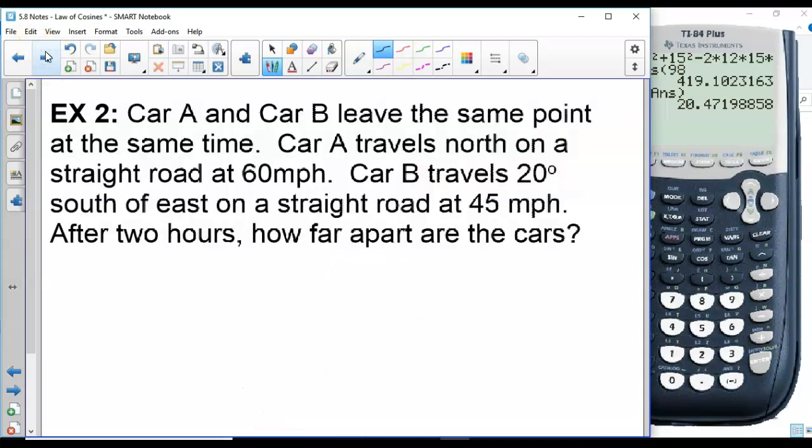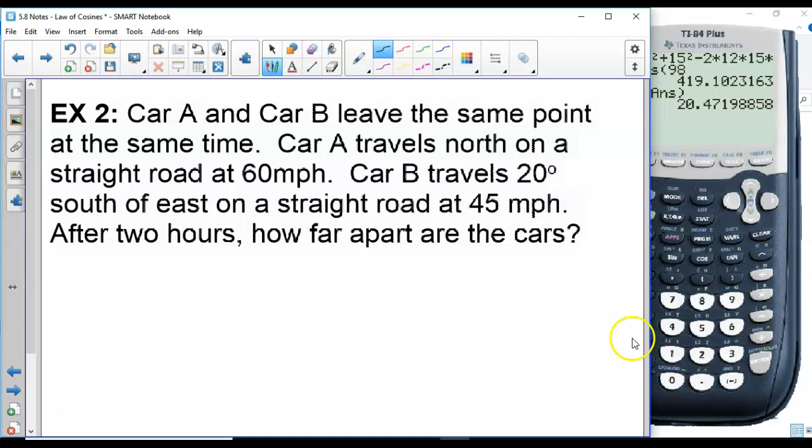Okay, for this next one, I'm going to let you guys just draw the picture. You don't have to copy all the words unless you just really want to. So, car A and car B leave the same point at the same time. Car A travels north on a straight road at 60 miles per hour. Car B travels 20 degrees south of east on a straight road at 45 miles per hour. After 2 hours, how far apart are the cars?